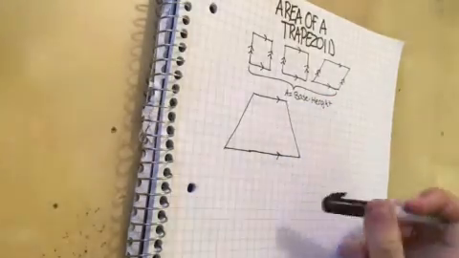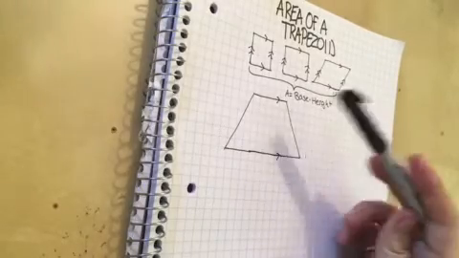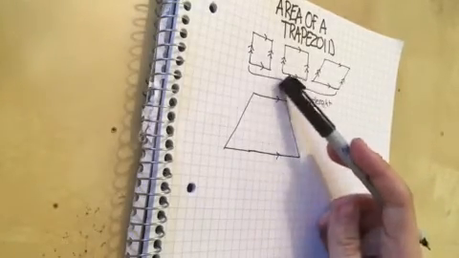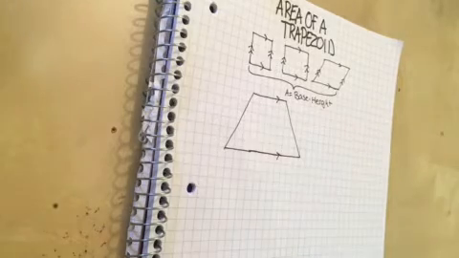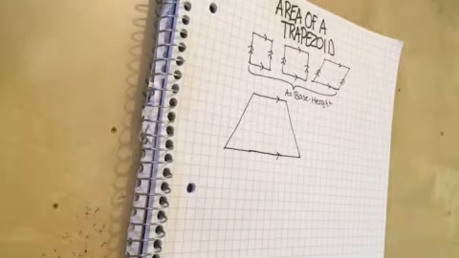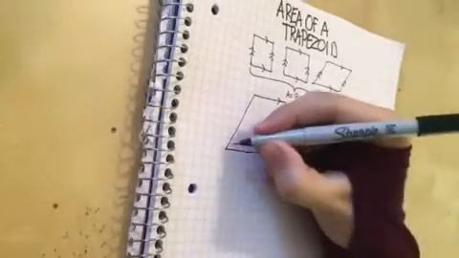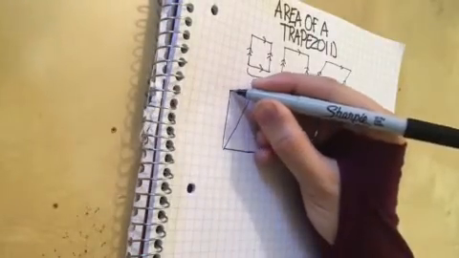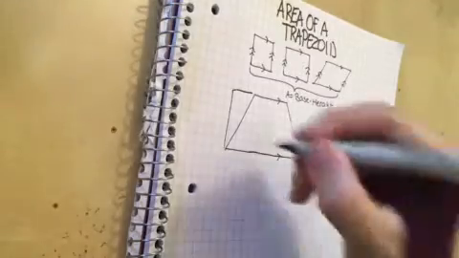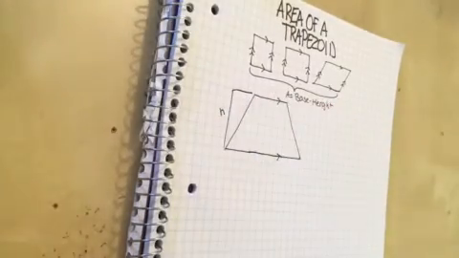Now the problem with the area of a trapezoid is that it's not a parallelogram. Not all of its sides are parallel and congruent. So we're going to figure this out. First of all, we should name that the height is just h. It stays the same throughout this entire equation.